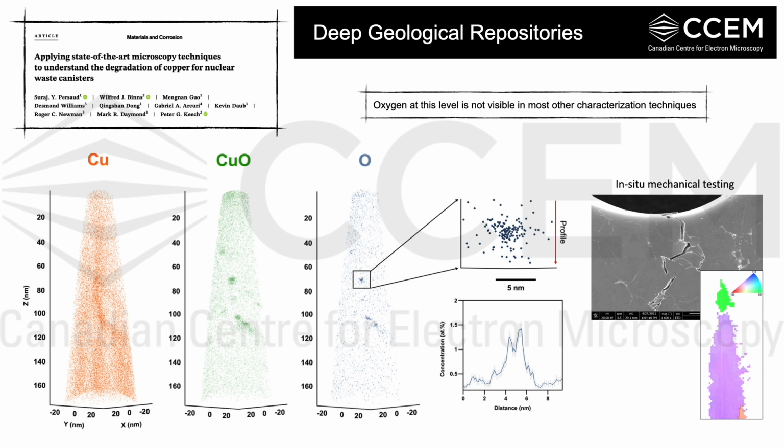However, it's important as oxygen at this level is not visible by most other characterization techniques, but can be studied by the atom probe. It also shows the benefits of adding atom probe to a microscopy workflow. And in this case, we could, let's say, do in situ mechanical testing to target cracking along a grain boundary, and then target that specific boundary using TKD and then atom probe.